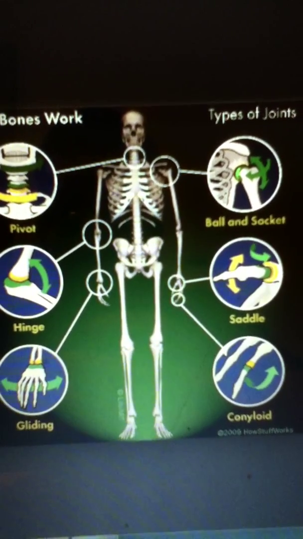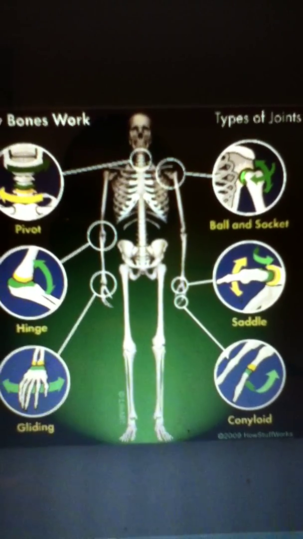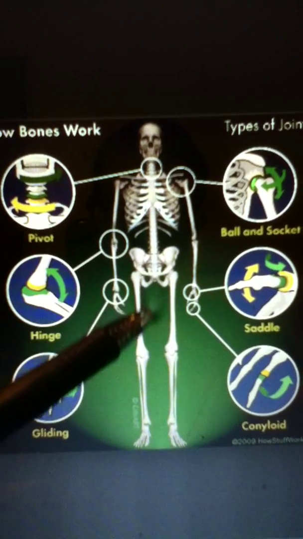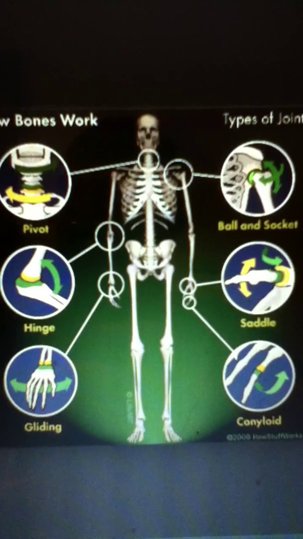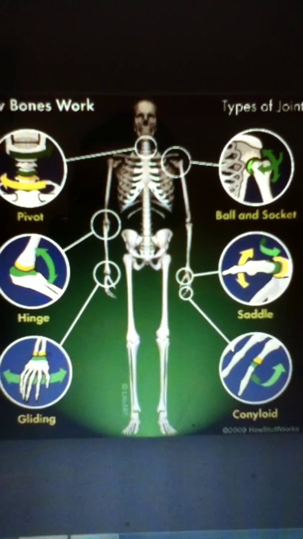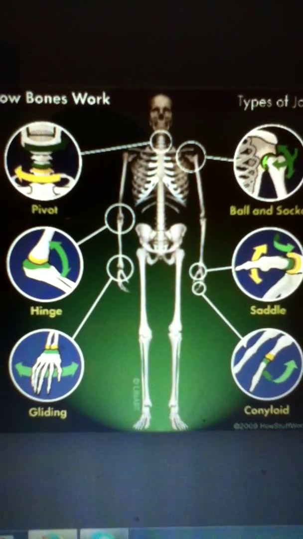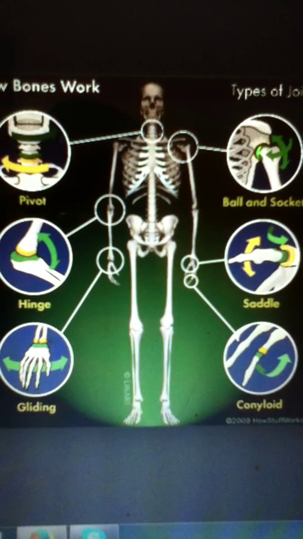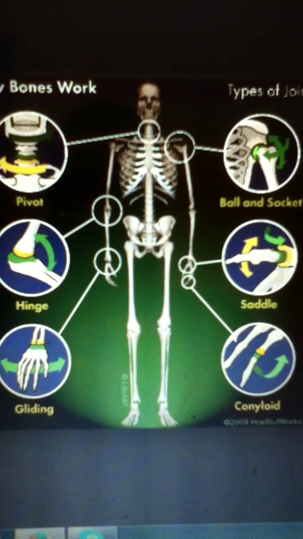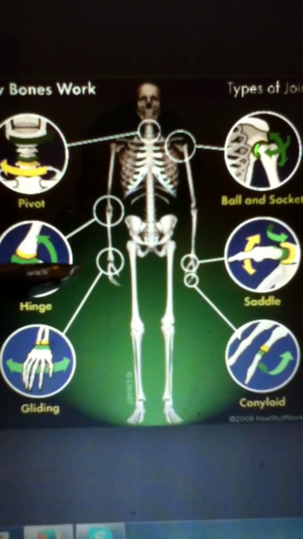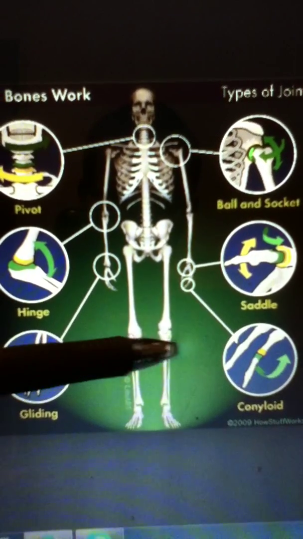There are synarthrosis, which are immovable joints. These are mainly along the axial skeleton, which is pretty much anything that touches midline. Then there are amphiarthrosis, which are slightly movable and also occur along the axial skeleton. And the third classification are diarthrosis, which are freely movable joints, and these are usually the limbs, so the arms and the legs.